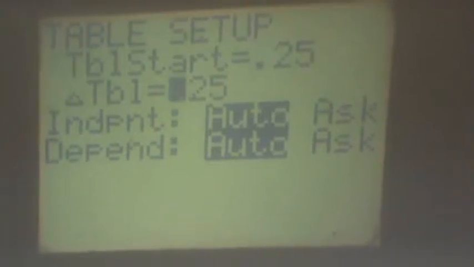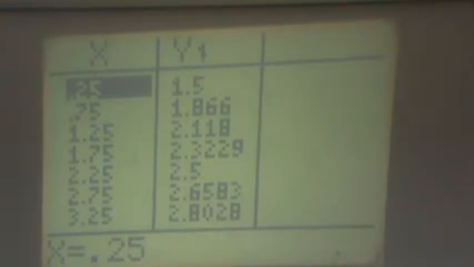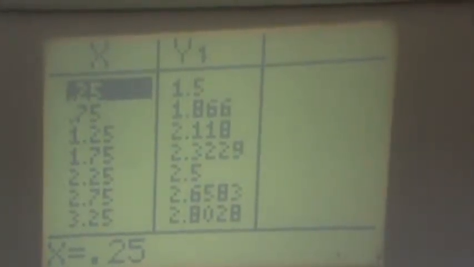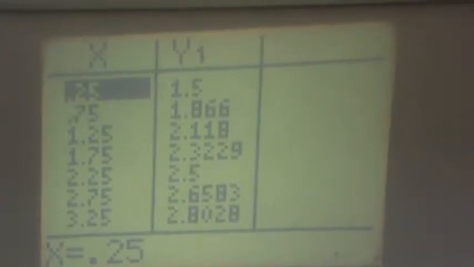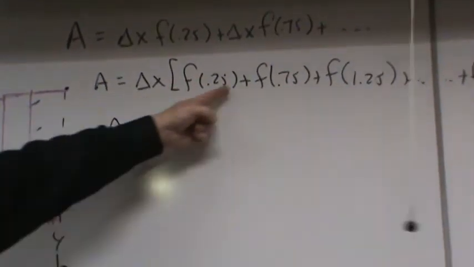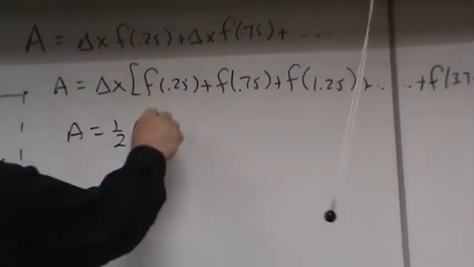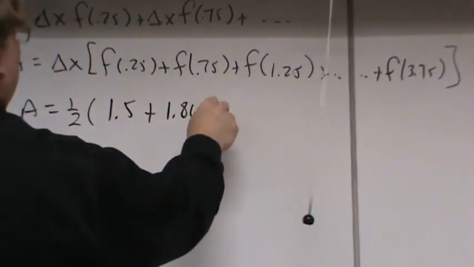Mr. Shane is stupid. See, that's what happens when you don't know what you're doing. Table start 0.25, delta table 0.5. Okay, oops, stop that. Okay, there we go. That's what I want, right? 0.25, 0.75, 1.25, etc. Right, f of 0.25, f of 0.75, etc. If you would have done it the long way, you'd probably be done by now. But look how much easier the table is.